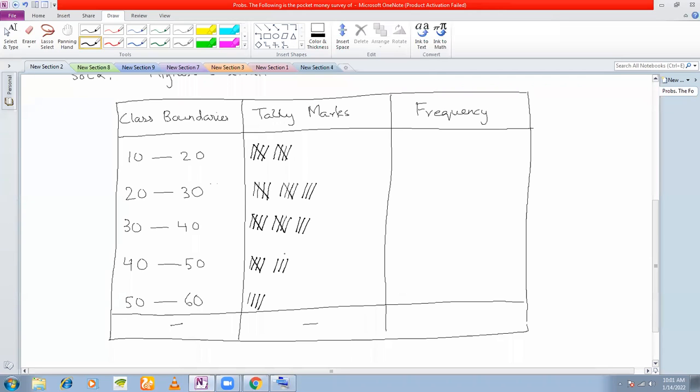And then you have 14 and 45. 14 and you have 45 here. That's all. That finishes your tally marks. Okay, now let's count the frequency.